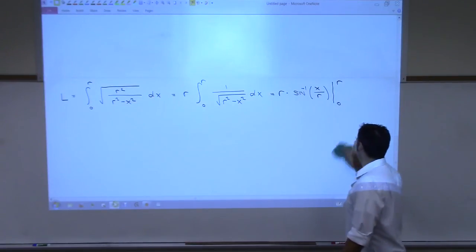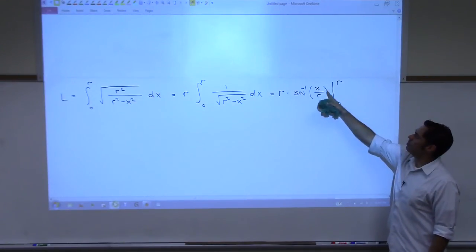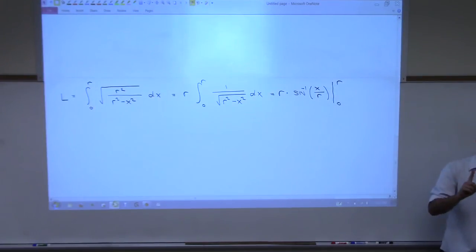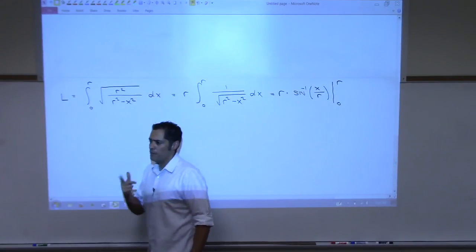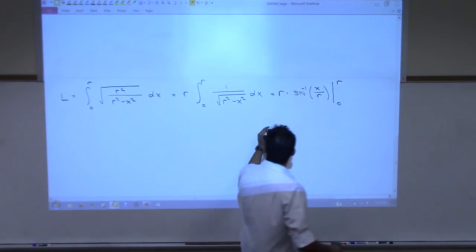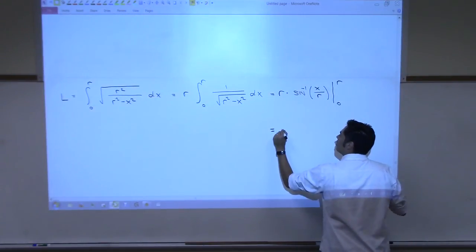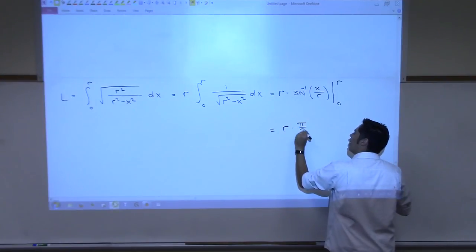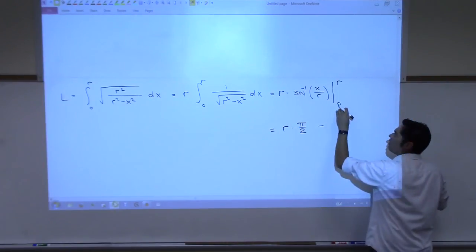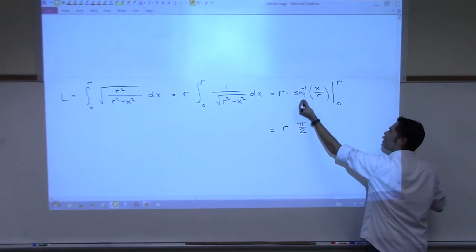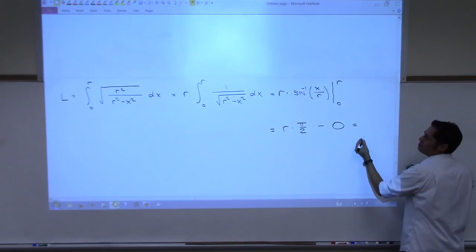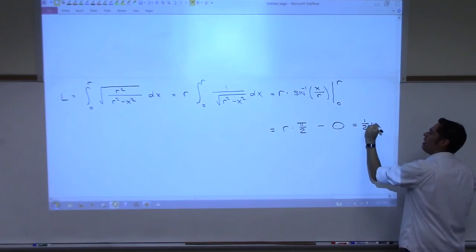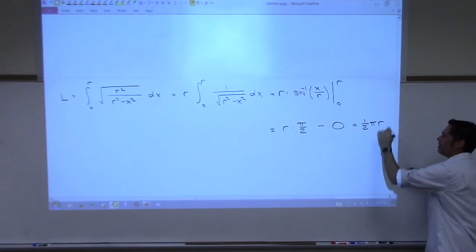First plug in r for x. R divided by r? 1. Arc sine of 1. That's asking you at what angle is sine 1? Pi over 2. Okay? So when we plug in r, we get r times pi over 2, right? Minus, then when we plug in 0, 0 over r is 0. Arc sine of 0 is 0. So that zeroes out. So our answer is basically 1/2 pi r. That's the answer.